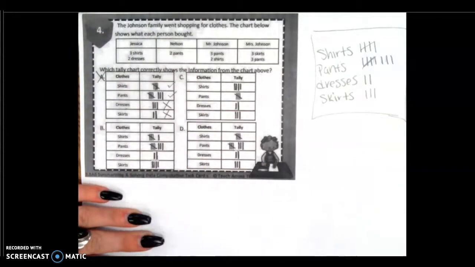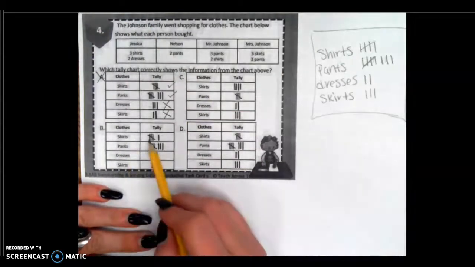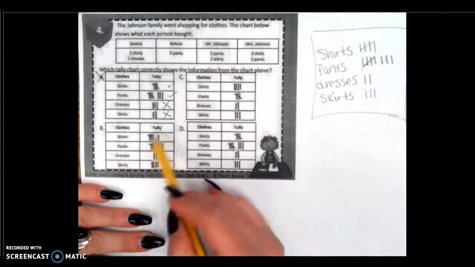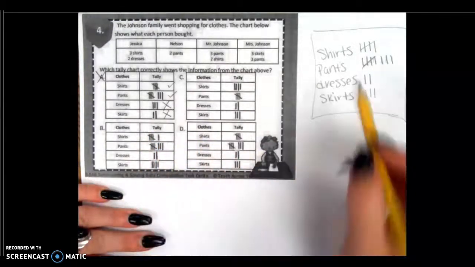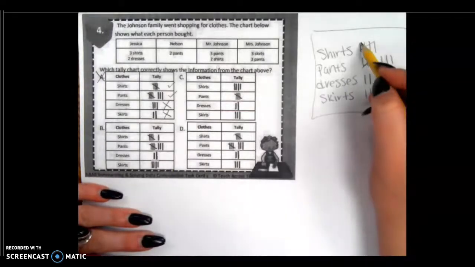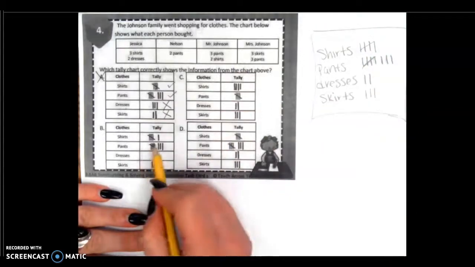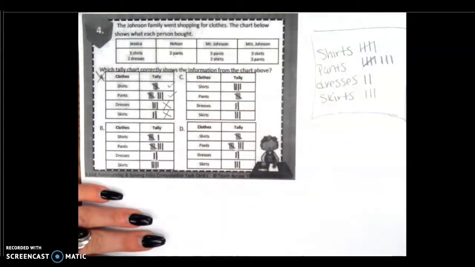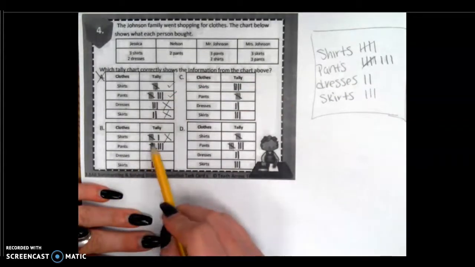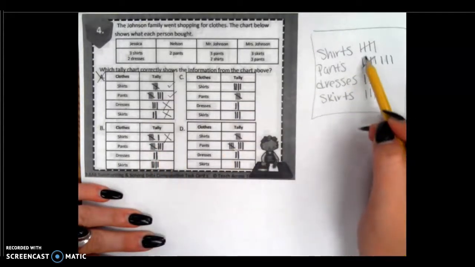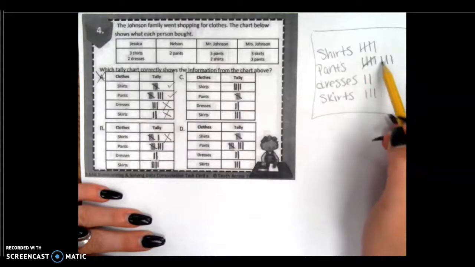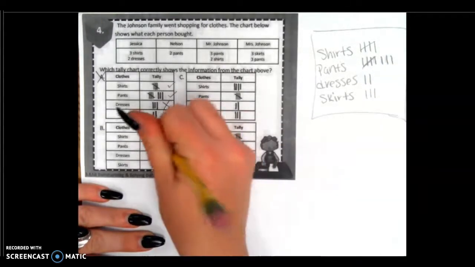Let's look at B. B says that the family bought 6 altogether. 1, 2, 3, 4, 5, 6. But if we look at our chart, we have 1, 2, 3, 4, 5. So if they have 6 and we have 5, does that match? No, that doesn't work. Well, let's see how many pants it says that they bought. 1, 2, 3, 4, 5, 6, 7, 8. Does that match? It does.